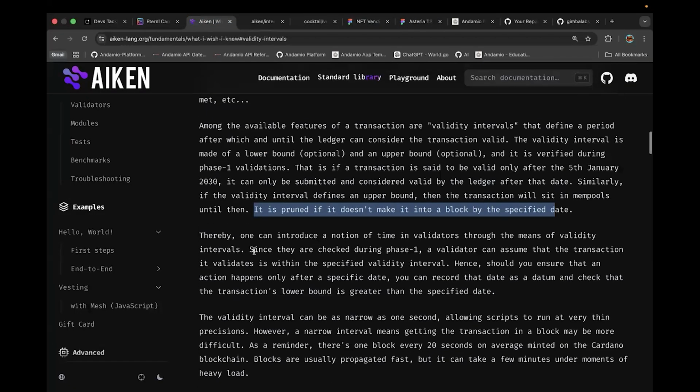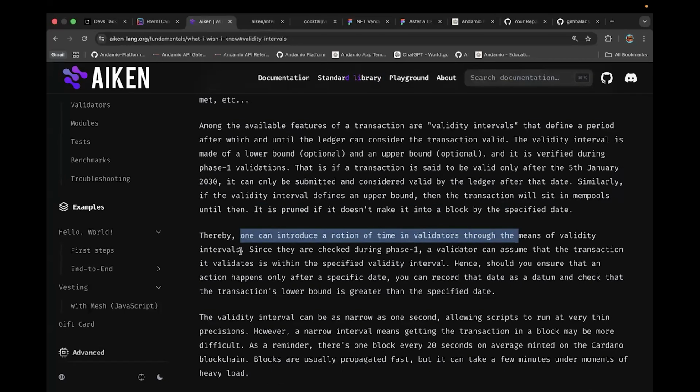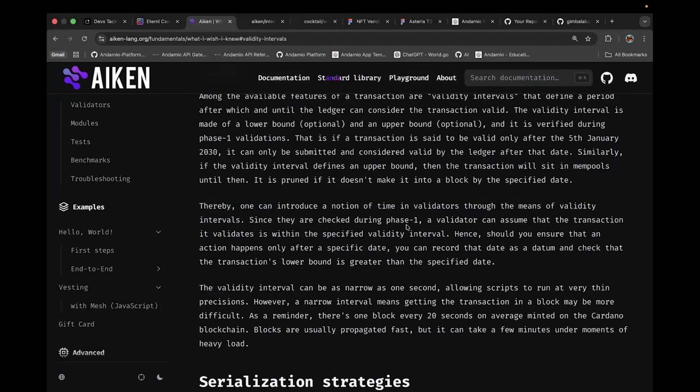Thereby, one can introduce a notion of time in validators through the means of validity intervals. Since they are checked during phase 1, a validator can assume that the transaction it validates is within the specified validity interval. Hence, should you ensure that an action happens only after a specific date, you can record that date as a datum and check that the transaction's lower bound is greater than that specified date.